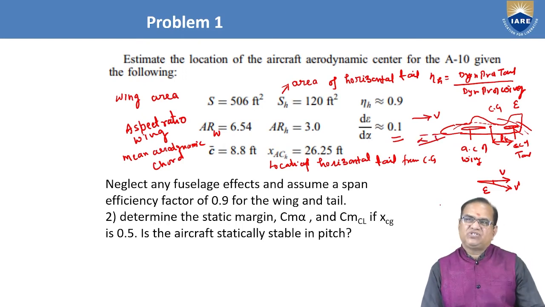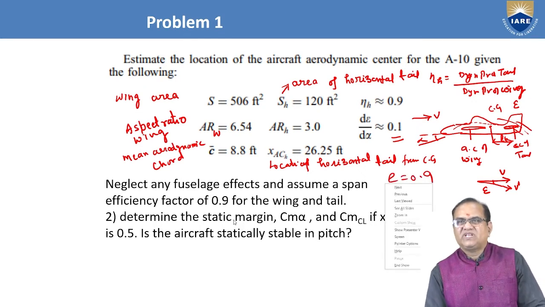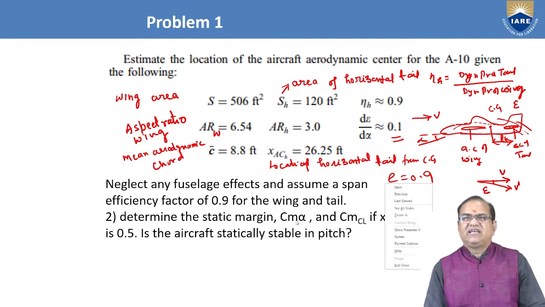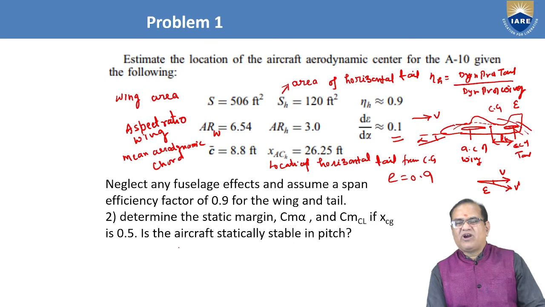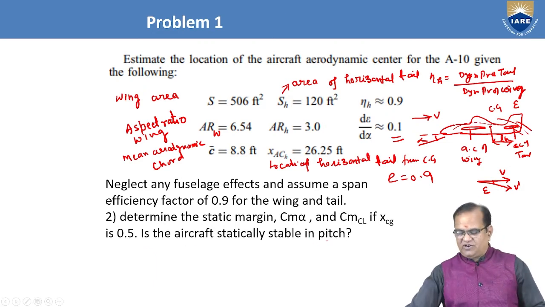So I have given some picture of this problem, and now we have to see how we are able to solve it. In this, neglect any fuselage effect and assume a span efficiency factor of 0.9, meaning e is given as 0.9 for the wing and the tail. To determine the static margin, then Cm alpha and Cl alpha, if XCG is 0.5. So the XCG location is given as 0.5. Is the aircraft statically stable in pitch or not? So we have to find that out.